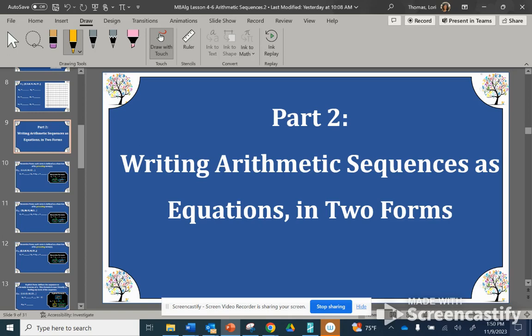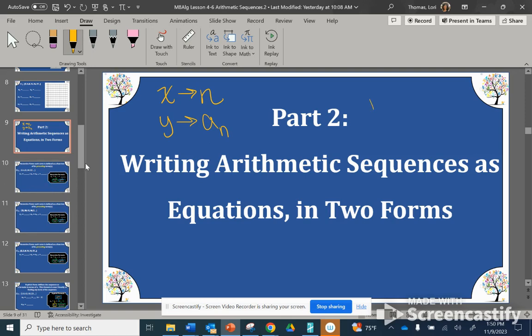Okay, guys, now let's take a look at part 2 of writing arithmetic sequences in two different types of equations. But first, let's remember that instead of an x, we are now going to use the variable n, and instead of y or f of x, we're going to use a sub n. So if you see other mathematicians or resources where they still use x and y, that is okay.